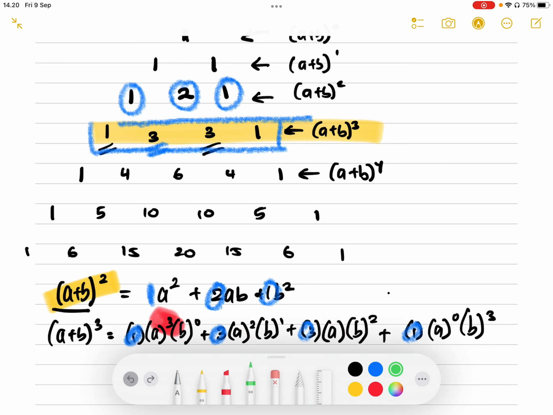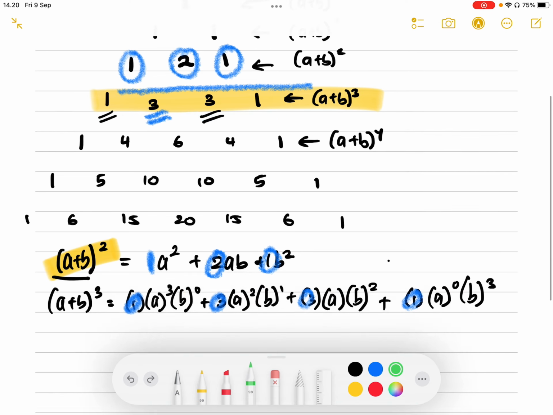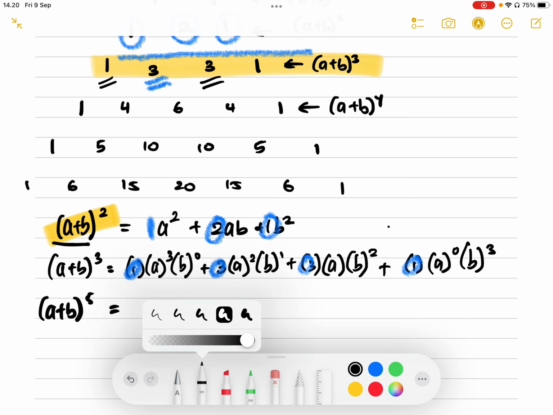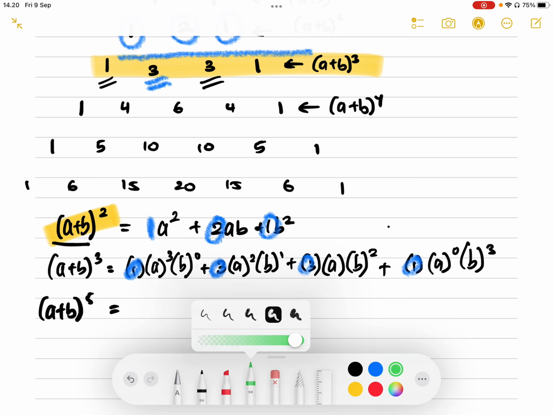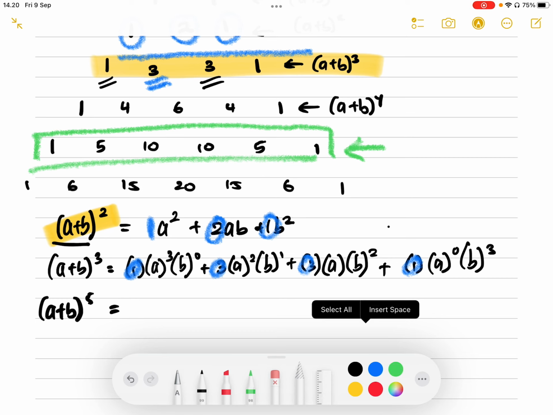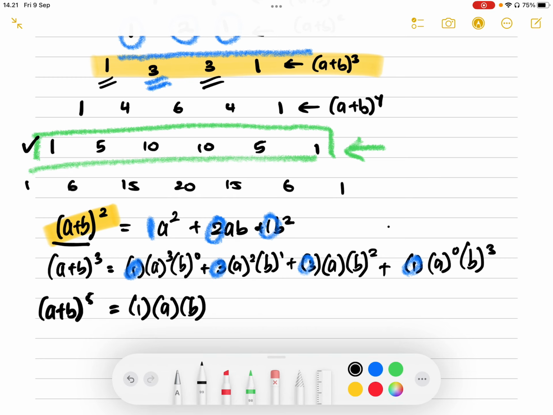So after that, what is the next thing that we can do? Using the same logic, we can find the expansion for a plus b to the power of 5. If it is to the power of 5, it means we are using this line, right? Okay, so again, just do it as usual. Start with the coefficient. The first one is 1, a and b. Remember, this one is 5, this one is 0. Plus the next coefficient is 5, and this one is a to the 4, b to the 1.